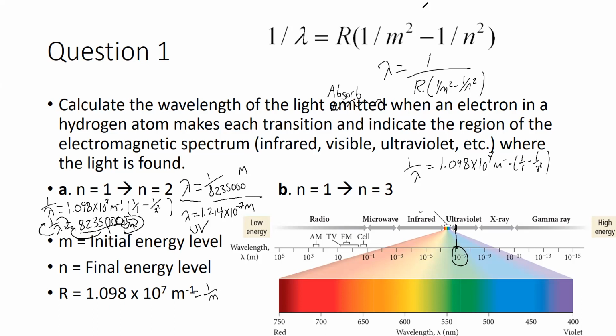Okay, so doing the second one, all that's different is this second variable. So instead of 2 squared, it's going to become 3 squared. So 1 over lambda equals 976,000,000. Then you do this whole inverse thing here, and 1 to 3 is just 1.020 times 10 to the minus 7 meters. Again, UV.